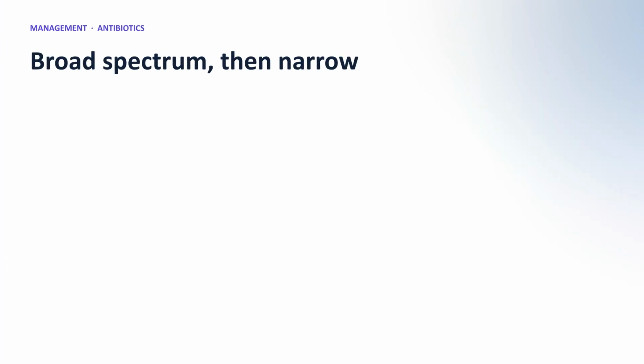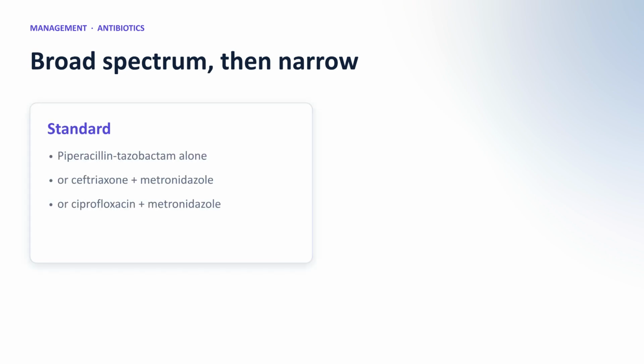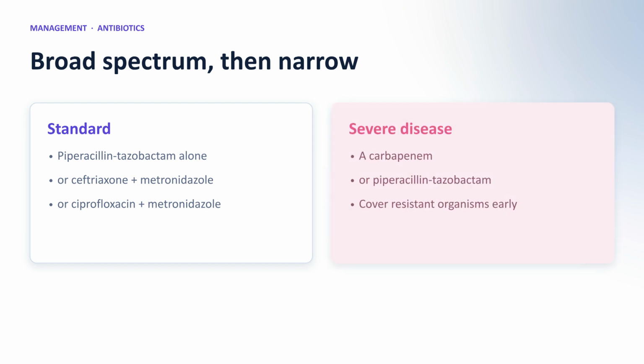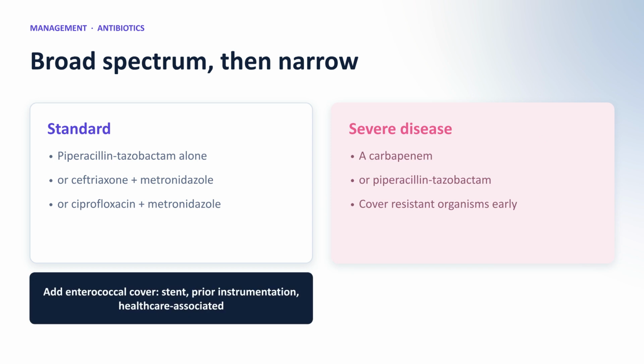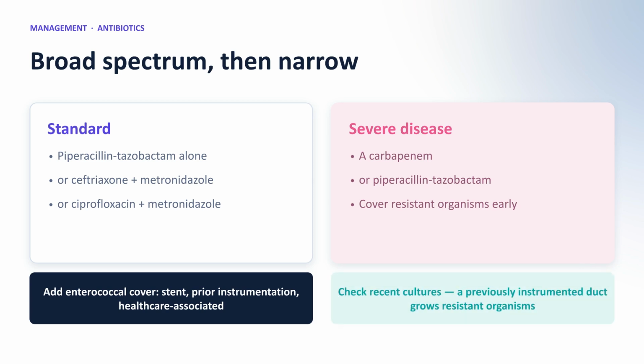Now the antibiotics. Cover the usual biliary pathogens, gram-negative rods and anaerobes. Reasonable choices: piperacillin-tazobactam on its own, or a combination regimen, ceftriaxone or ciprofloxacin plus metronidazole. If the illness is severe, use a carbapenem or piperacillin-tazobactam. 2 prompts to hold on to. Add enterococcal cover when the patient has a biliary stent, previous instrumentation, or a healthcare-associated infection. And look at recent cultures before you choose. A patient who has been through the biliary tree before often carries a resistant organism from the last admission, and empiric guesswork will miss it.